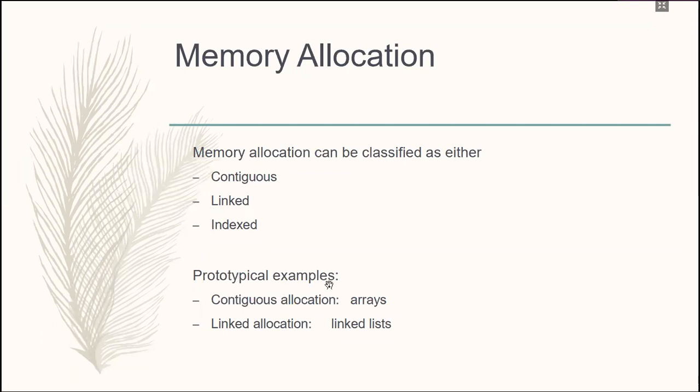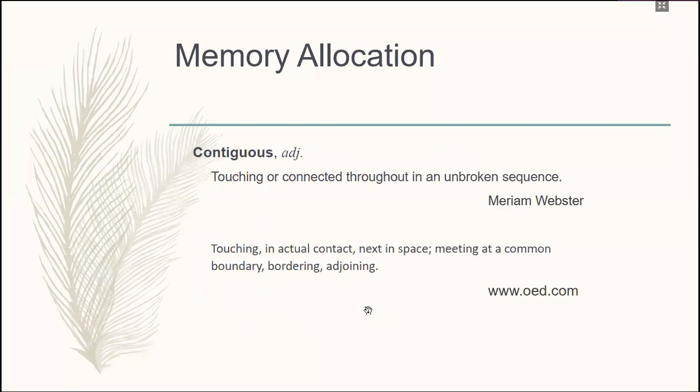Prototypical examples: contiguous allocation is done in an array. You are already familiar with arrays, so that is called contiguous allocation, and linked allocation is done in a linked list. We'll be discussing both of these data structures, how they store data, very soon. So what do I understand by contiguous? It's an adjective. It means touching or connected throughout an unbroken sequence.